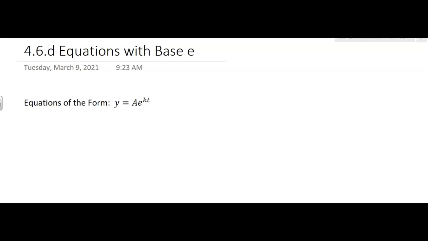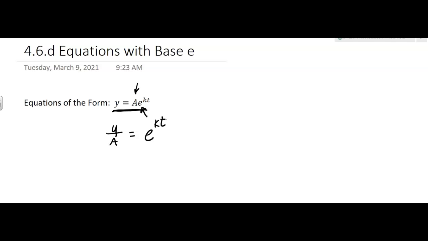So we have an equation in a particular form right here, and it has a base e in it right there. And there's a way we can solve this then. So what we want to do is divide both sides by a. So we'd have y over a equals e to the power of kt.